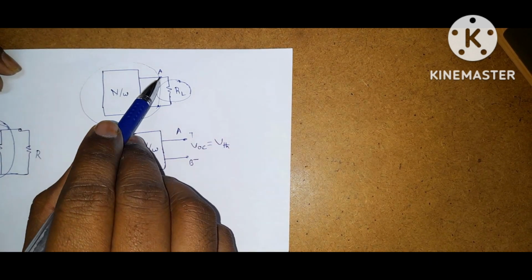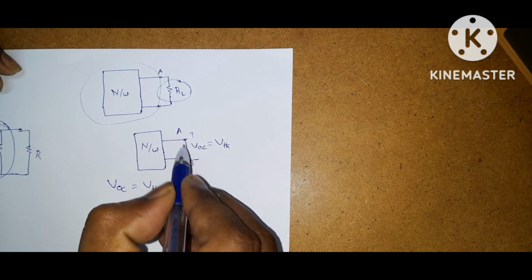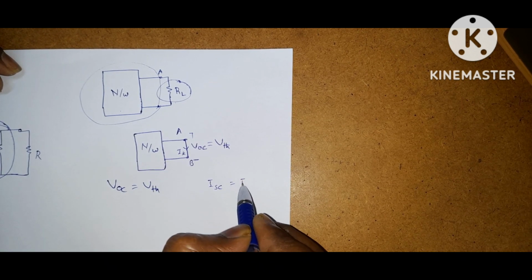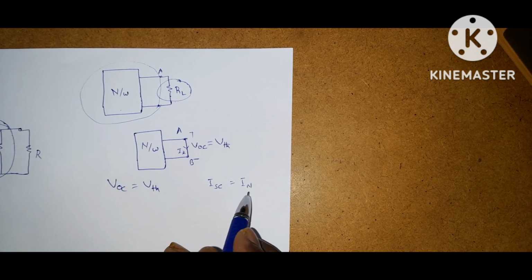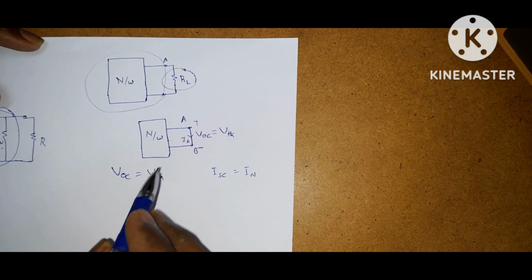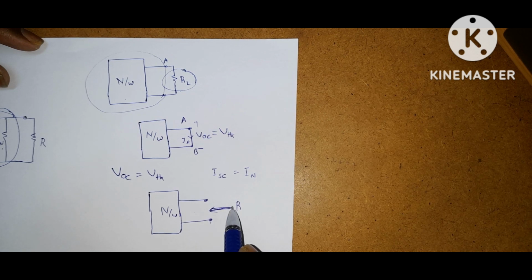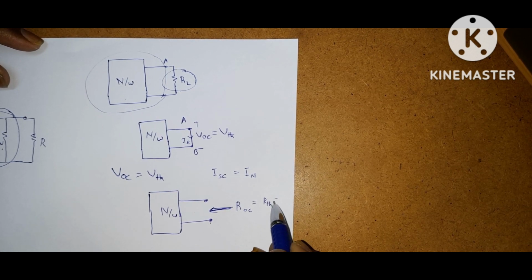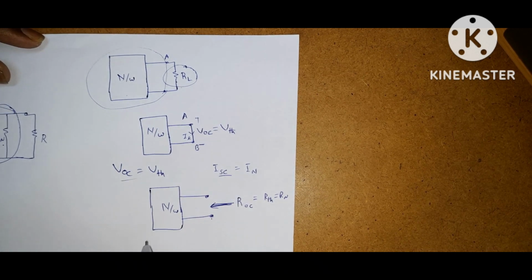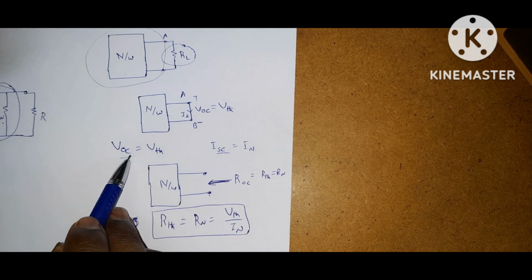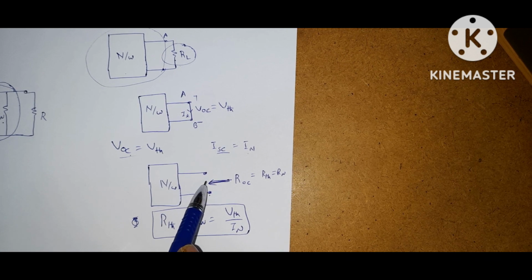If you want to find the Norton equivalent, short these two terminals and find ISC. ISC is equal to I Norton. VOC is equal to V Thevenin, ISC is equal to I Norton. If you want to find the Thevenin resistance or Norton resistance, both are equal. With the circuit open, find the resistance across these two terminals, the open circuit resistance ROC. ROC is equal to R Thevenin, which is equal to R Norton. Or from these two values, R Thevenin or R Norton is equal to V Thevenin by I Norton. You can solve by using V Thevenin and I Norton or by using ROC.